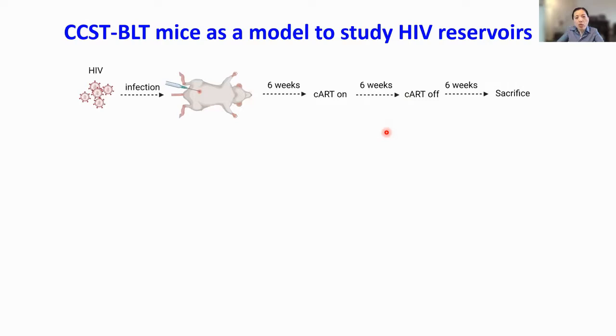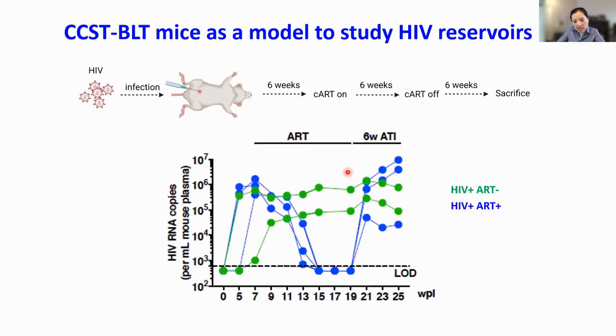So lastly, we wanted to see whether CCST mice could be used as a model to study the HIV reservoir. So to do this, we infected the mice with HIV as before. We treated them with ART for 6 weeks as before. And then after that, we removed the medication and let it go for another 6 weeks. So as you can see from here, upon treatment interruption, the virus rebounded to a level even higher than before treatment in most of these animals, suggesting the presence of an HIV reservoir in this system.